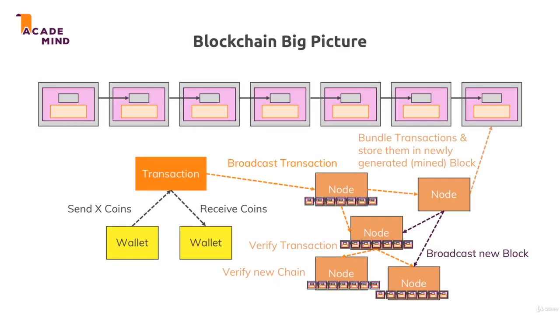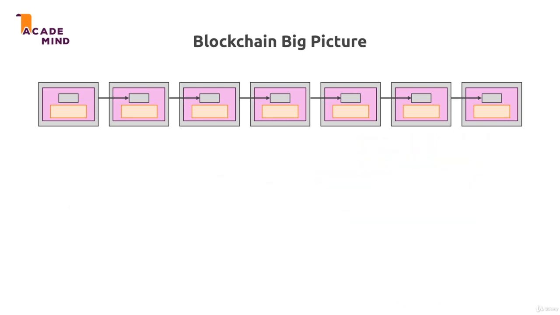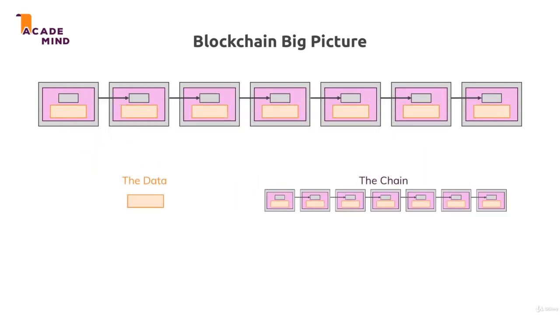Of course, we'll go back to the REPL to start working on our blockchain. And for that, let's leave out the node and transaction part and let's focus on the chain of blocks which contain data. Now that, of course, means we have two essential parts. We got the data and we got the chain.